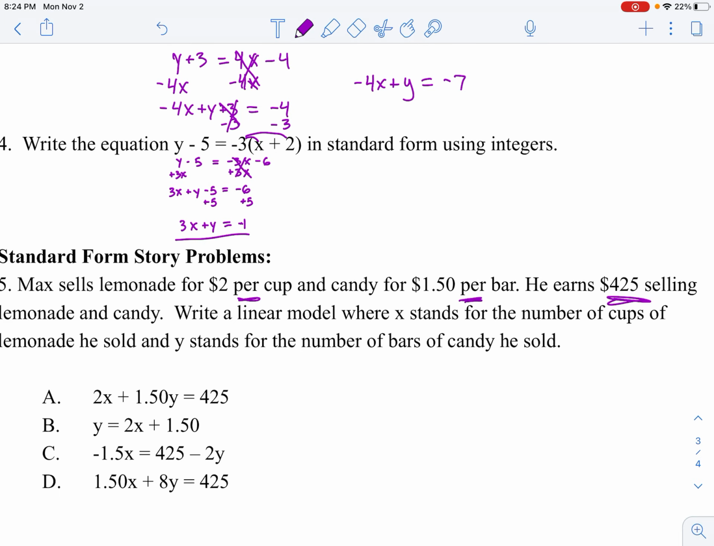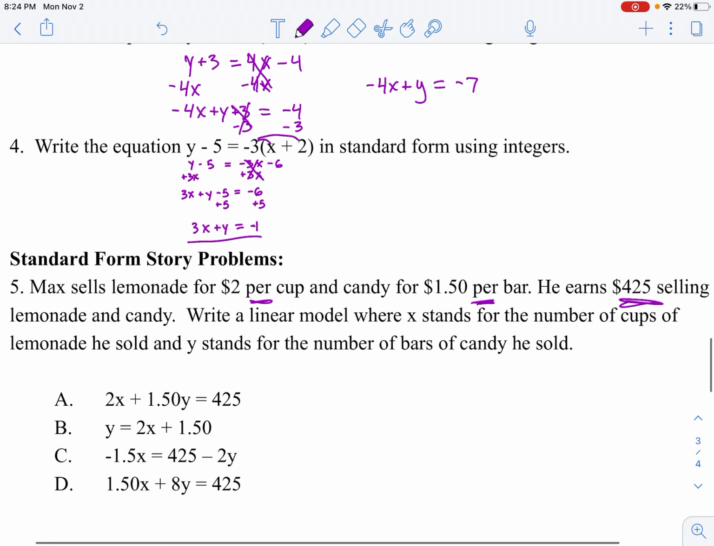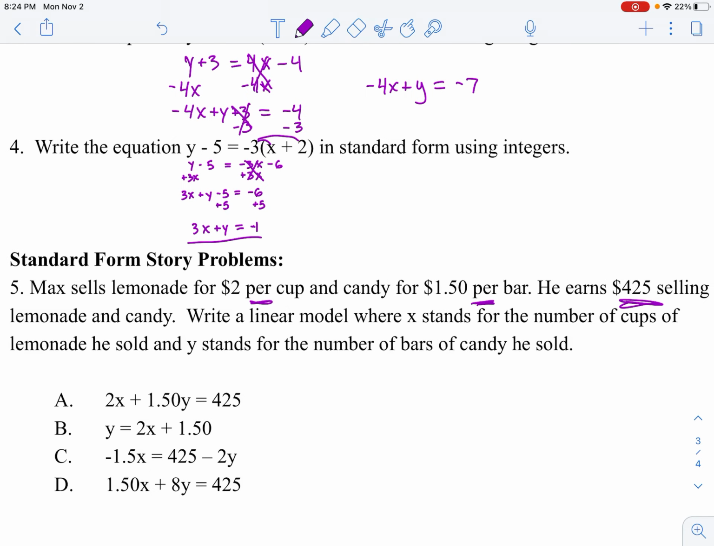So it says write a linear model where x stands for the number of cups and y stands for the number of candy bars or bars. So we need this 425 to be by itself, which means this one is out because it doesn't even have a 425. This one kind of has it by itself, but not really, so it can't really be that one. And then the last one does have 425 by itself. So then it just comes down to the first two.